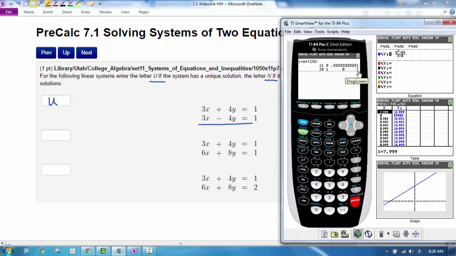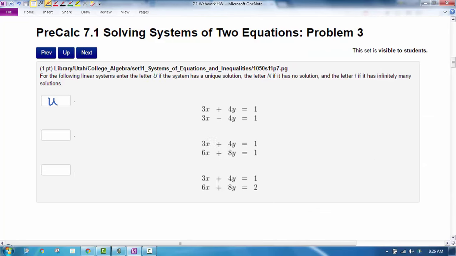One unique solution. All right, the next one, you could multiply this top equation by -2 and you get -6x plus -8y equals -2. And when you add those equations together, you get 0 equals -1, which is a contradiction, which means no solution. And like I said, you can enter these into matrices in your calculator, you'll get the same thing.